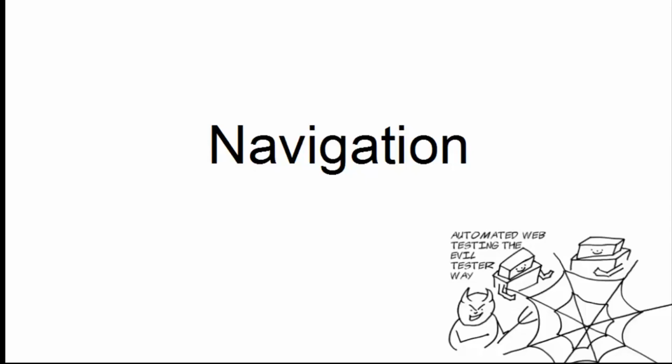So navigation. Now remember, I have split the API into navigation, interrogation, manipulation, and synchronization. So this is the first big chunk of information. And I have separated navigation from clicking on things, because I'm going to count that as manipulation. So let's look at what the API does for us in terms of navigation.